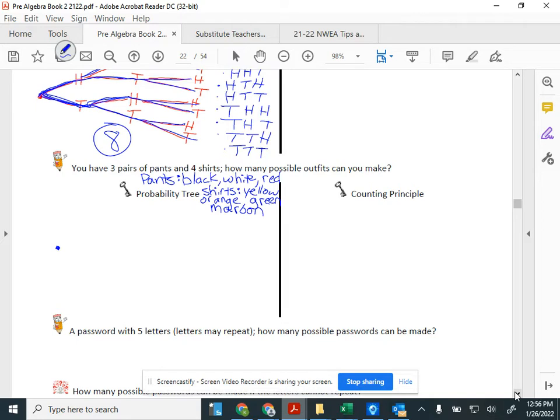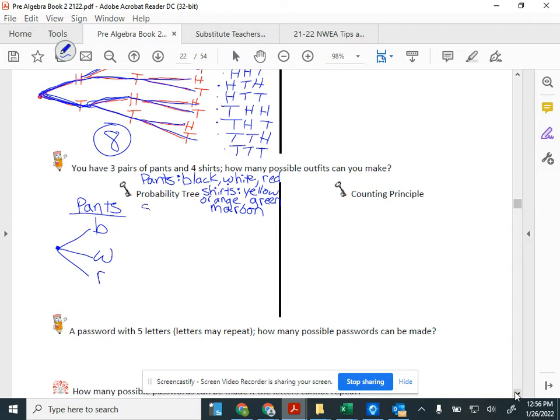Okay, so you use pants. I'm going to start out with pants. What color pant choices do I have? I have black, I have white, and I have red.